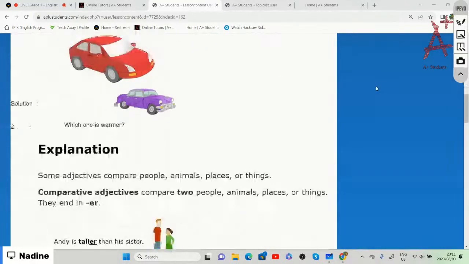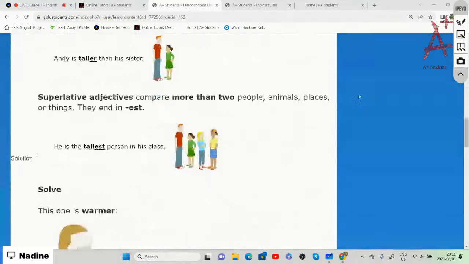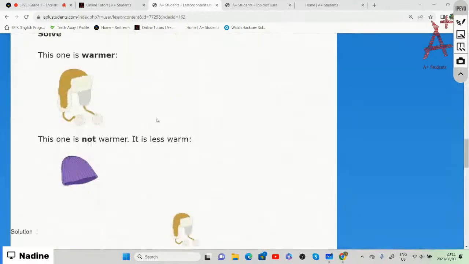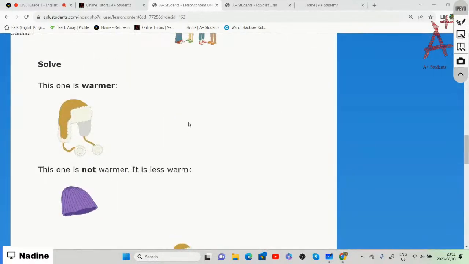So which one is warmer? If we look at both of these beanies, the one on top and the purple one at the bottom, we need to say which beanie is warmer. If you look at the design of the beanie, even the top one has more fur in it. It even has more covering by the ears.